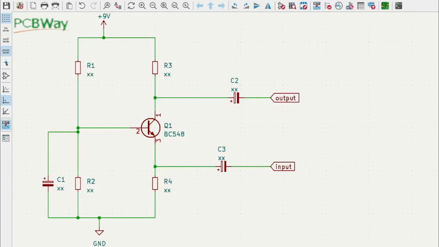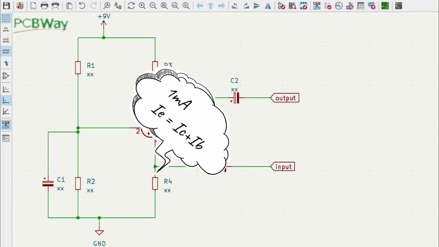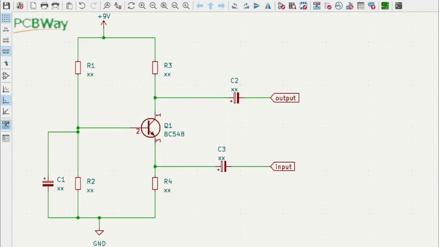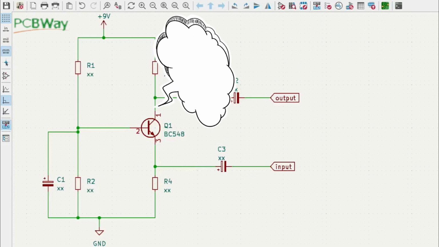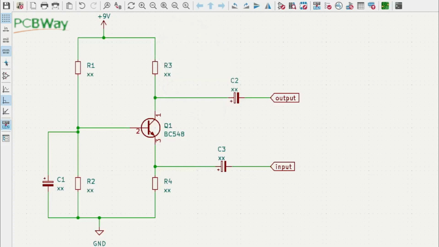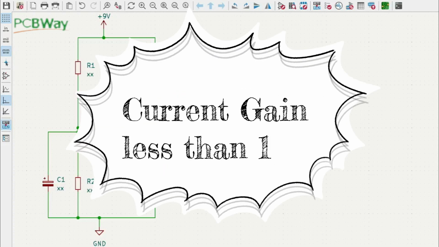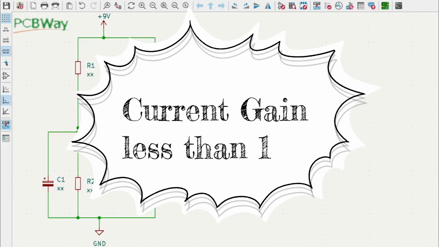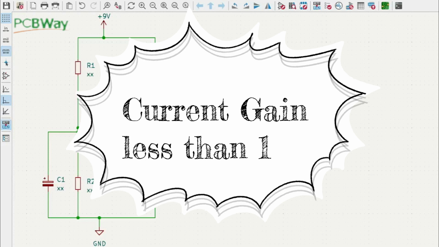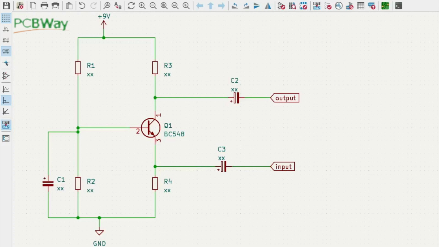Let's say the circuit has 1 milliamp flowing through the emitter resistor. This 1 milliamp is made up of the currents flowing through the collector and the currents flowing into the base. So thinking about this, the current flowing into the collector must be less than the current flowing into the emitter by the amount flowing into the base. So the current gain could never reach unity, i.e. 1. But as we'll see later, the voltage gain can be quite high.